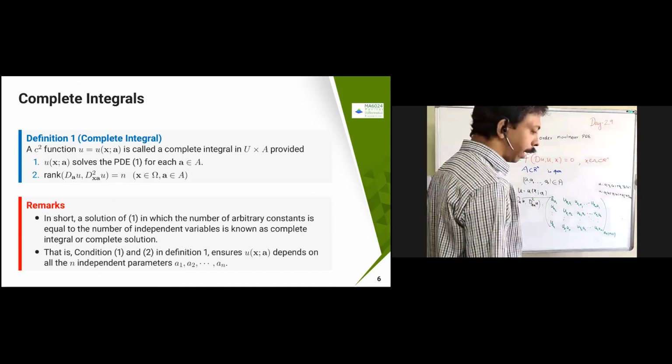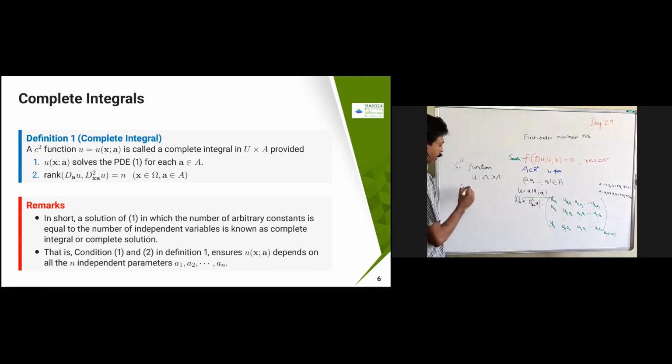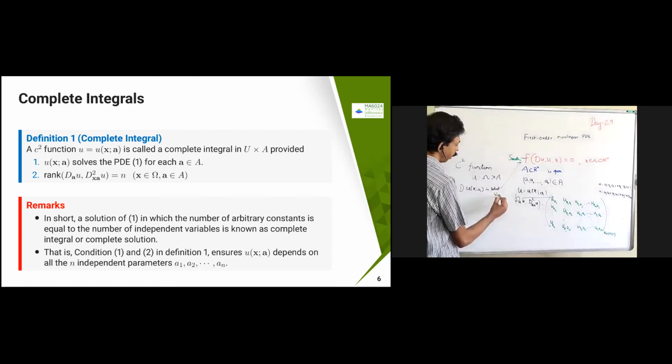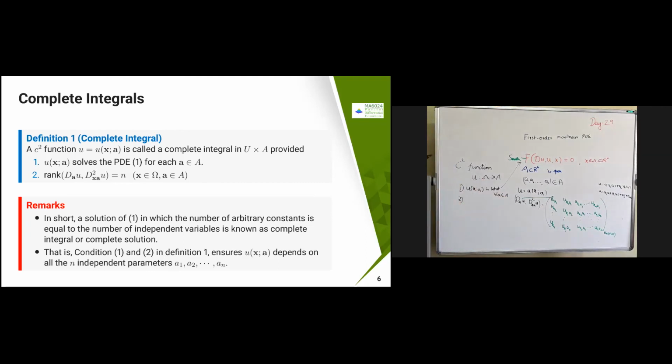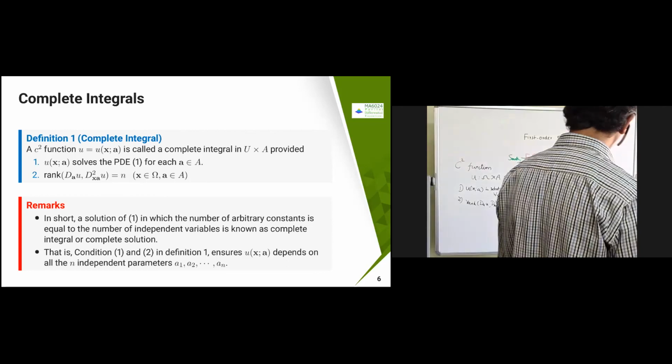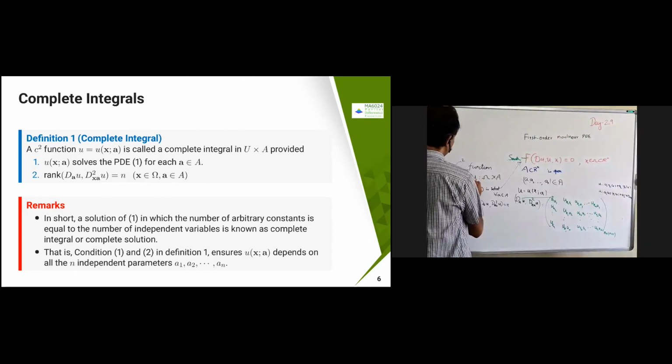A is some sort of argument. This is called a complete integral provided that, first, condition number 1: U of x comma A is a solution of this PDE for all A in G. Second, condition number 2: the rank of the matrix DAU, comma D x A square U should be n, for all x in omega and for all A. In that case, we call this U a complete integral.